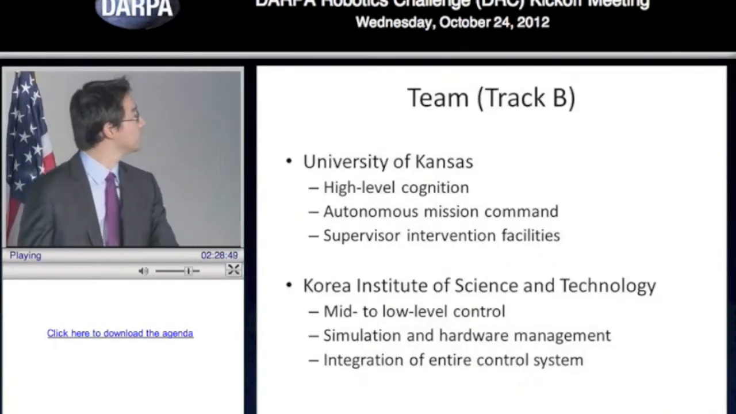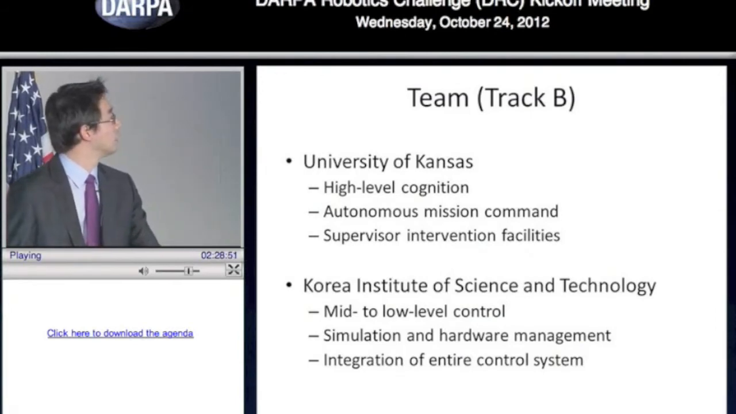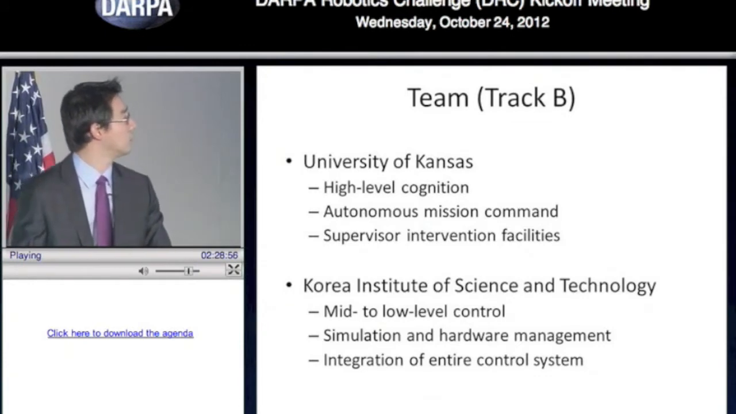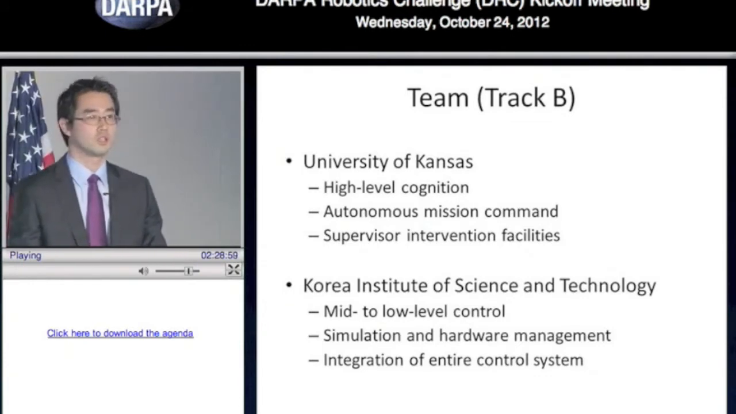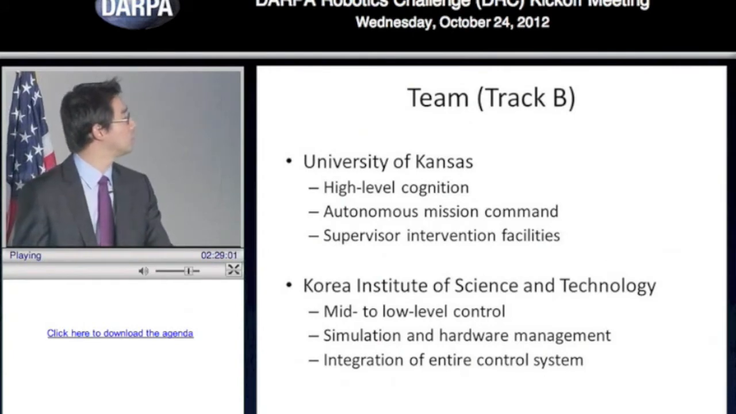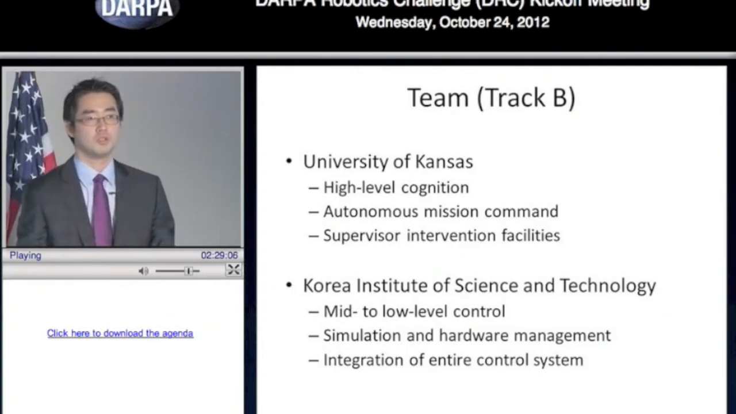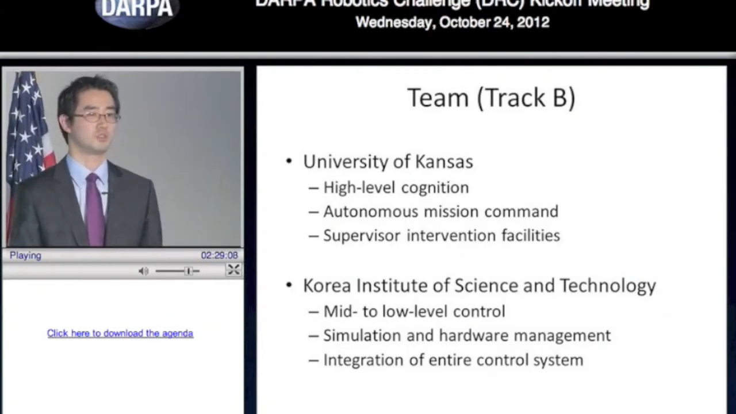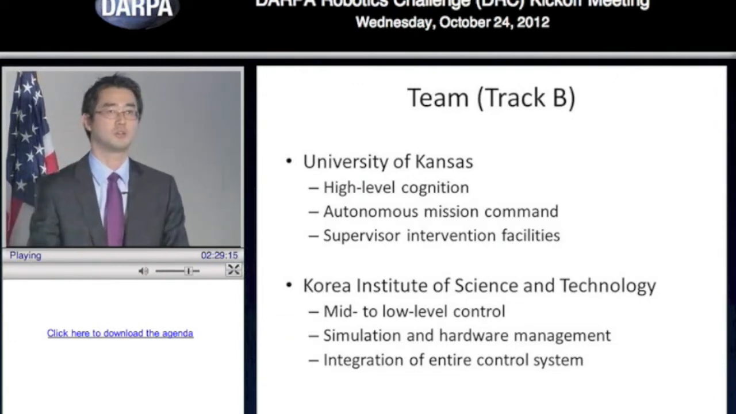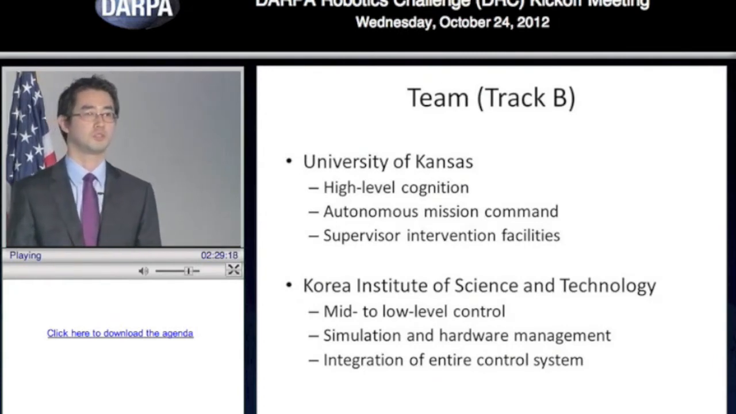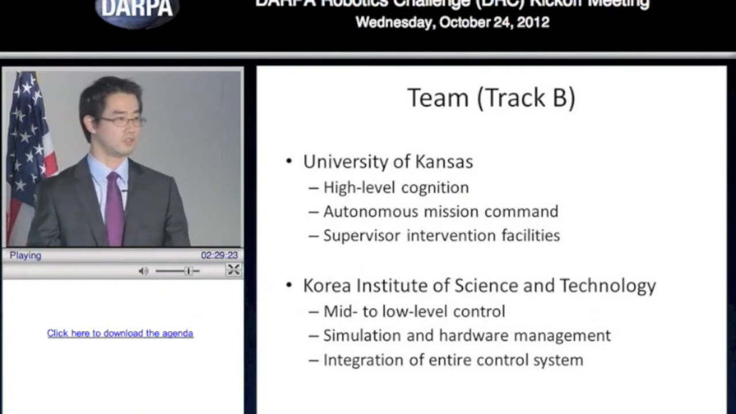And so this is our team. Obviously, we're in Track B, and at KU, we're going to deal with high-level cognition and autonomous mission command, and we'll also implement supervisor intervention. So what's important to note is that instead of starting with teleoperation and trying to move it toward autonomy, what we're trying to do is, as crazy as it sounds, start with a fully autonomous system and inject some human intervention as needed.